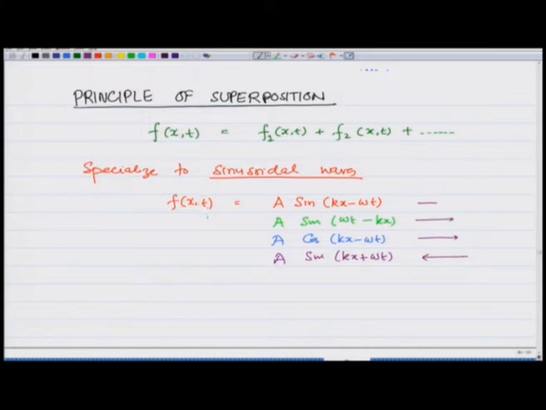So, let me indicate that by these arrows, and let me remind you that k is omega over v. k is also the same as 2 pi over lambda. The speed of waves is given by the frequency times lambda, and all these things we have done earlier.